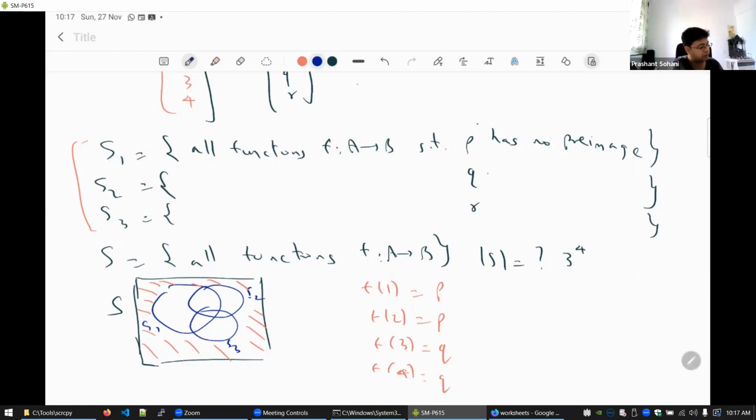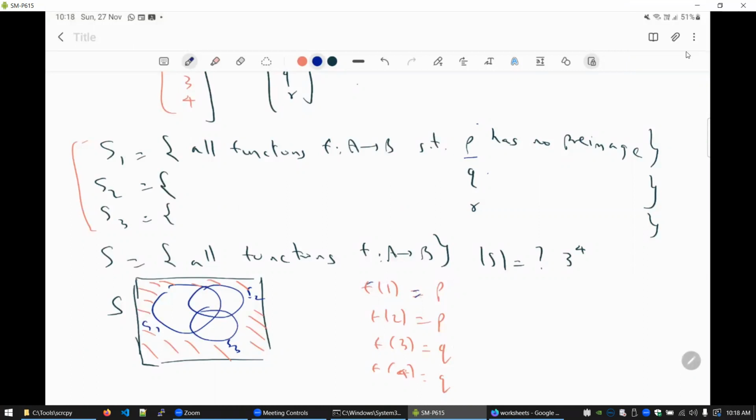See, the condition of S1 is that we want all functions where P does not have any pre-image. But F1 is equal to P, so it means that there exists an element whose image is P. So F will not belong to S1, right? The fact that P is occurring on the right hand side means that F is not satisfying the condition of S1.